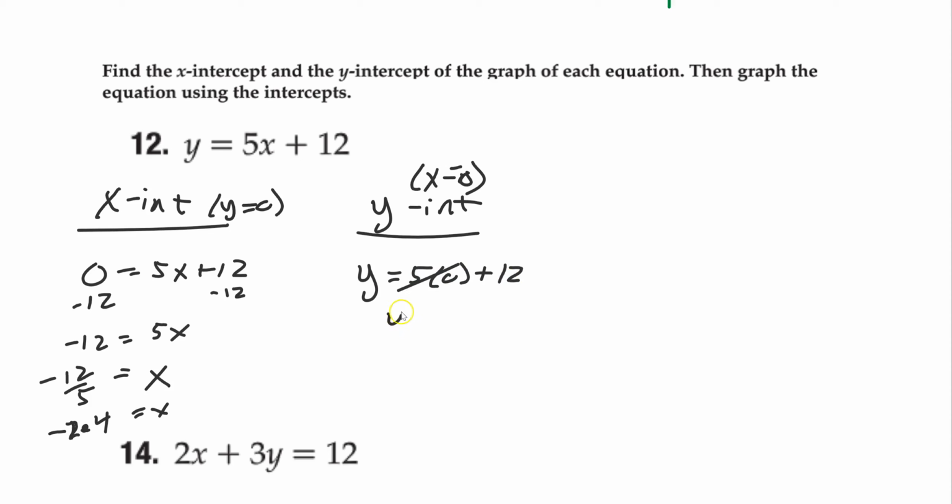And that says 0, and I get y equals 12. So my x-intercept should be, I should write this the proper way. My y-intercept should be 0 and 12. My x-intercept should be negative 2.4 and 0. It's a point, right? Because this is my x value and my y value is 0.